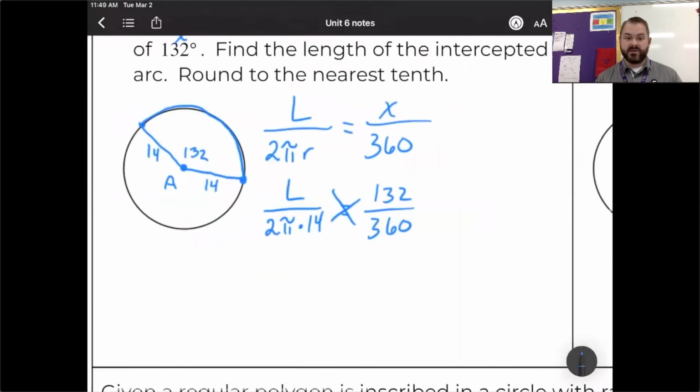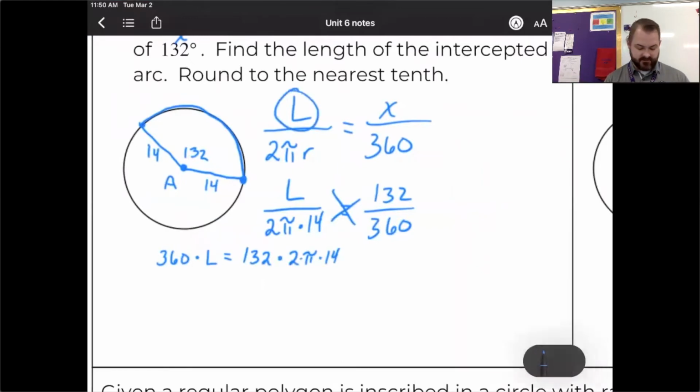So I'm going to do 360 times L for that cross product equals 132 times 2 pi times 14. That's the other cross product. Again, we're looking for L, right? We're trying to get L by itself.